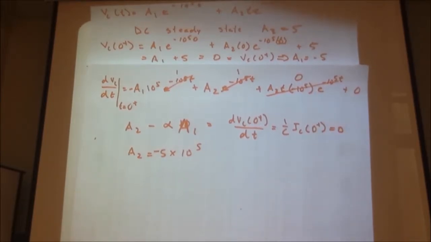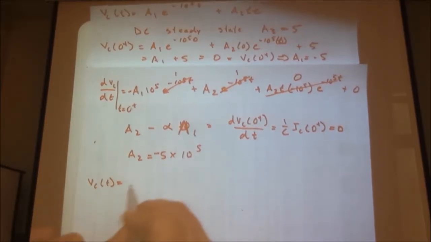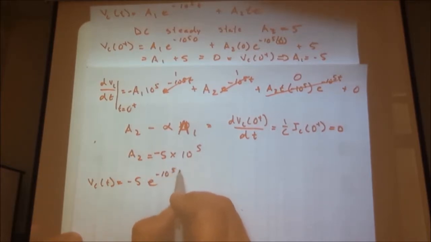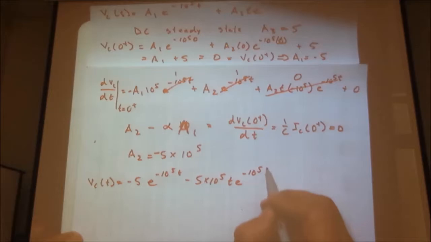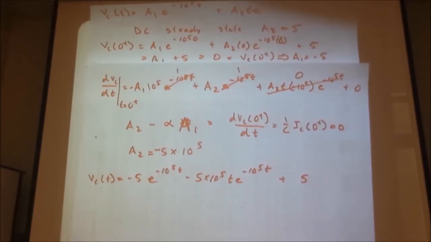And so the critically damped case kind of falls out. The math is a little bit more straightforward. You wind up with vC of t equals minus 5 e to the minus 10 to the fifth t, minus 5 times 10 to the fifth t e to the minus 10 to the fifth t, plus 5. And there's our DC steady state. Initial conditions check. We can go ahead and check the derivative.